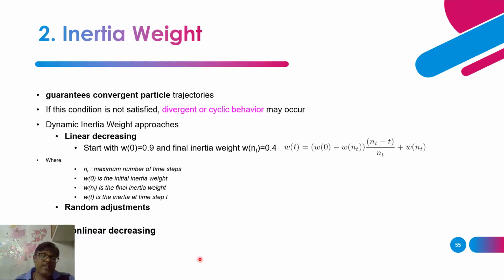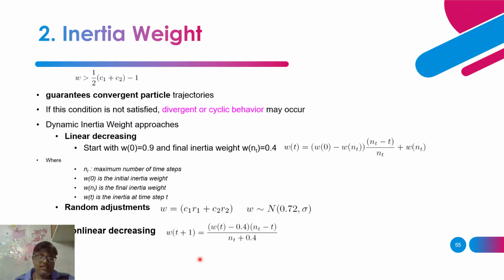And sometimes this may be randomly adjusted. In that case the W can be taken as c1 r1 plus c2 r2. In this case, the W value will range from 0.72 to sigma. For nonlinear decreasing, in that case W(t+1) will be equal to (W(t) minus 0.4) times (nt minus t) divided by nt, plus 0.4. This is how the new inertia weight values are calculated.